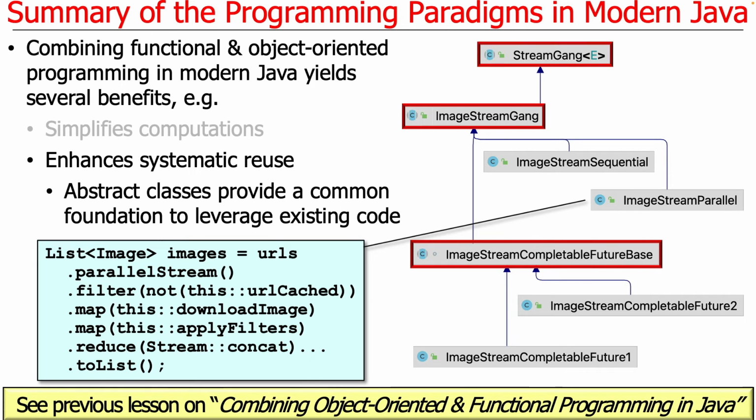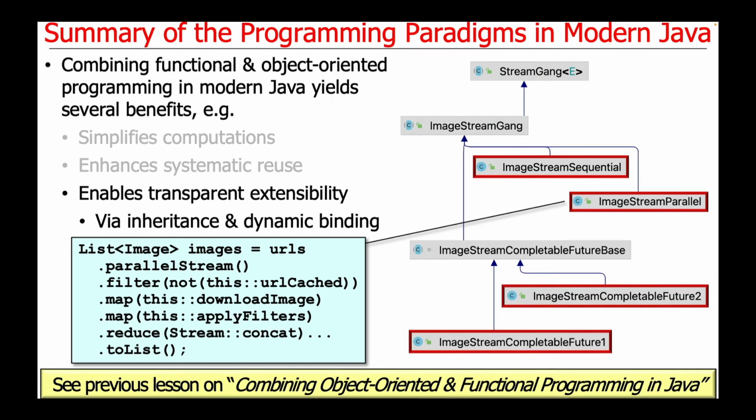The object-oriented features in modern Java enhance systematic reuse by defining abstract classes that provide a common foundation to leverage the structure and functionality of existing code. These object-oriented features also enable transparent extensibility via inheritance and dynamic binding that allows the addition of new customized capabilities without perturbing the ones that already exist.